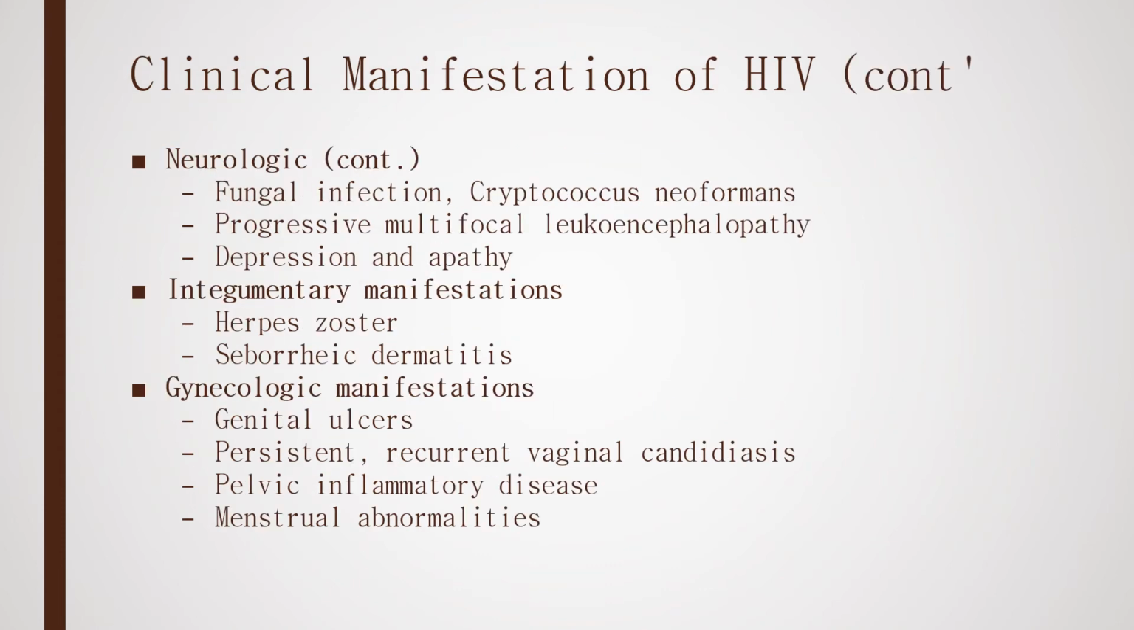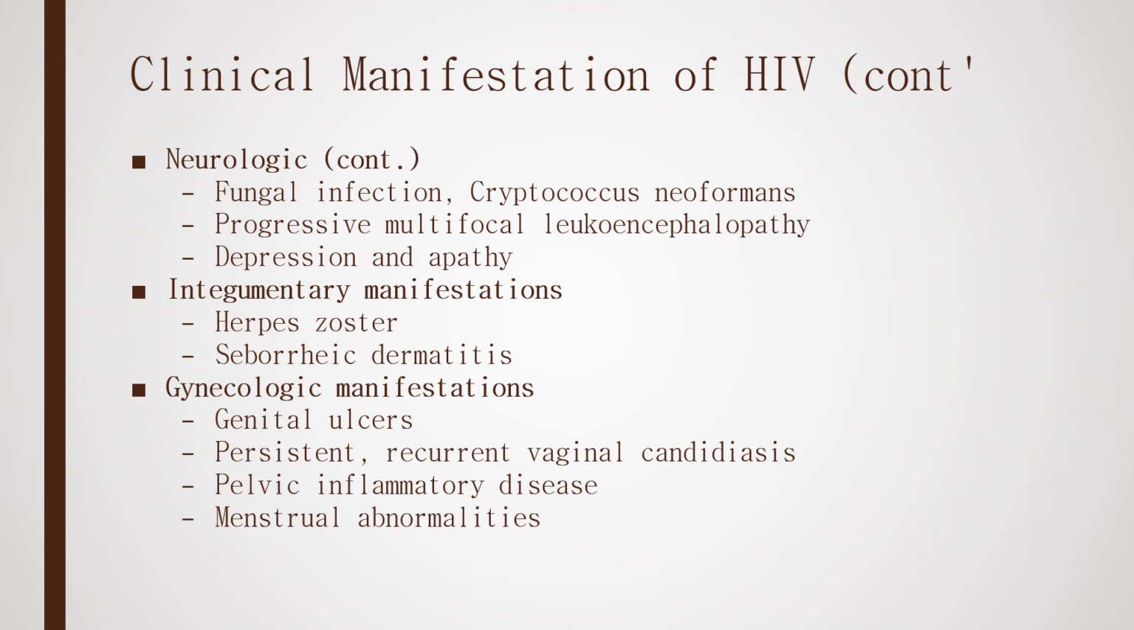Okay, I covered this part too. The immunointegumentary manifestations are herpes zoster and seborrheic dermatitis, and I talked about the gynecologic manifestations, which are genital ulcers, persistent recurrent vaginal candidiasis, pelvic inflammatory disease, and menstrual abnormalities.